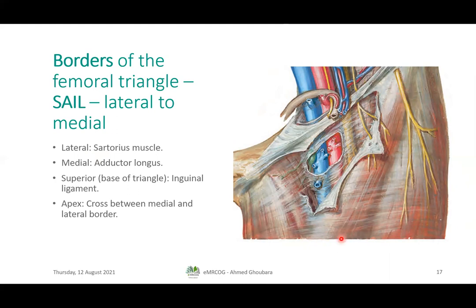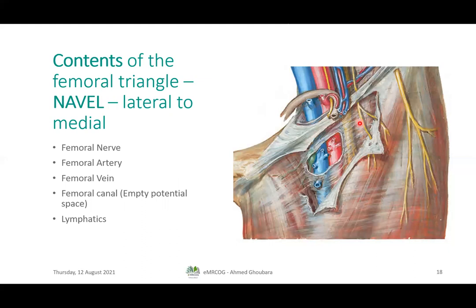Sartorius laterally, adductor longus medially, inguinal ligament at the base. So SAIL from lateral to medial, okay? The apex also would be the meeting of those together, the adductor longus and the sartorius. So don't forget about SAIL, okay? SAIL from lateral to medial. So what about the contents? NAVEL. SAIL and NAVEL, N-A-V-E-L, NAVEL. Again, from lateral to medial. So I'm trying to make it easy for you, okay?